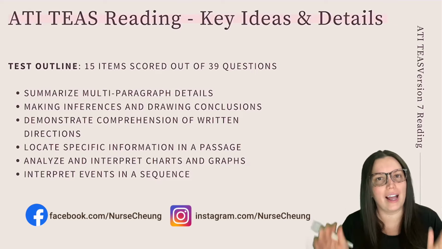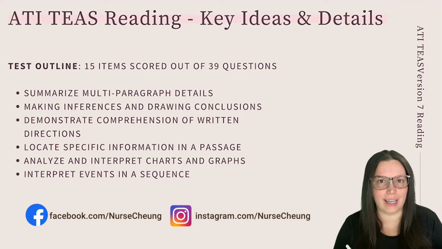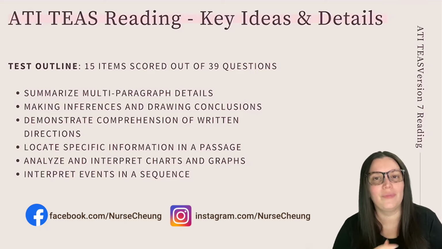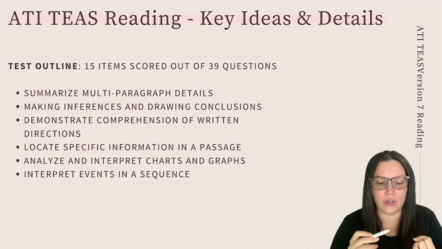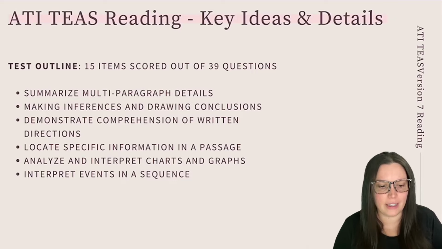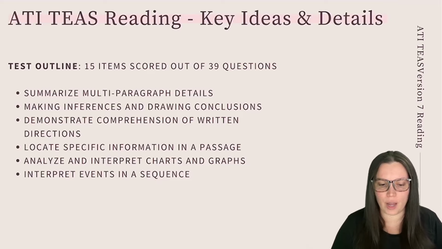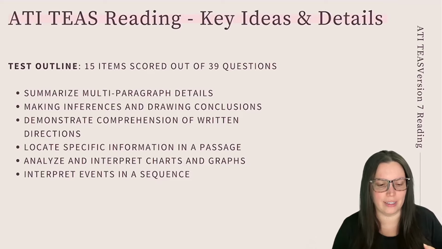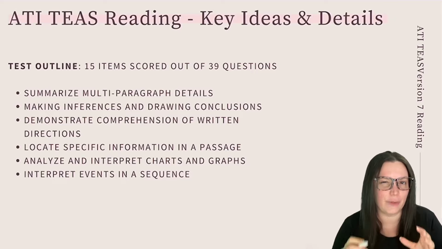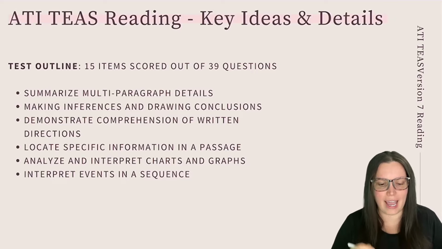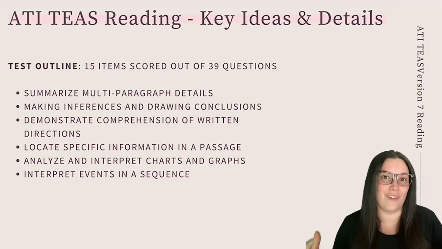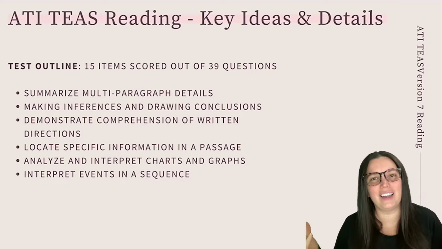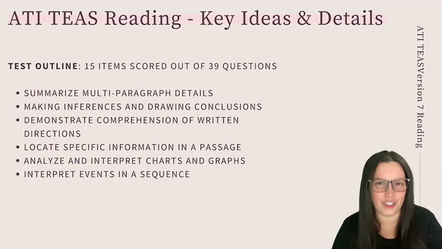So the total scored items for this particular section of the test is going to be 15 questions out of the total 39 for reading. So just to summarize, you're going to have multiple paragraph details, making inferences and drawing conclusions, demonstrating comprehension of written directions, locating specific information in a passage, analyze and interpret charts and graphs, as well as interpreting events in a sequence. Let's break down each one of these of what they're going to look like on your test.